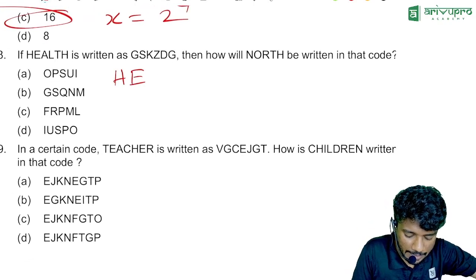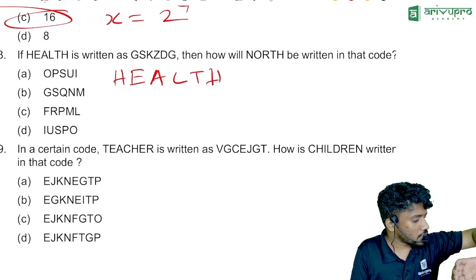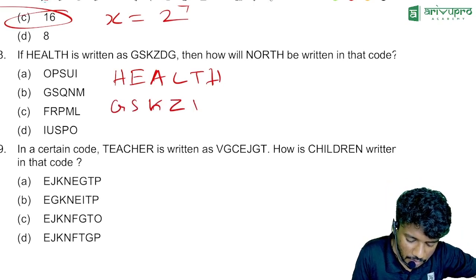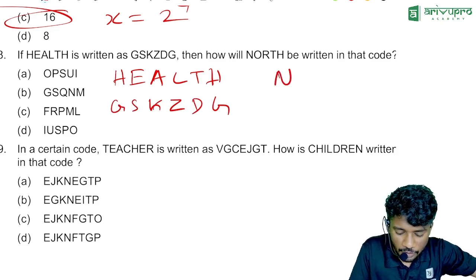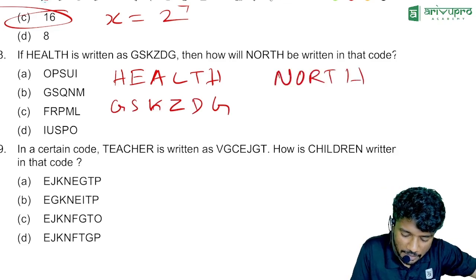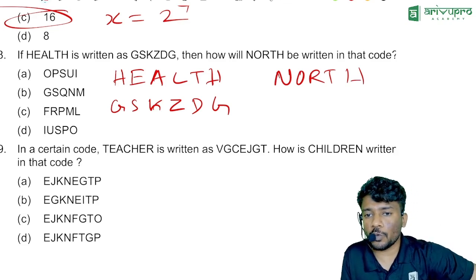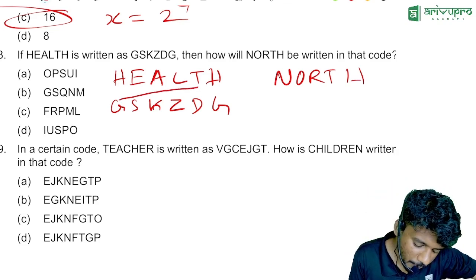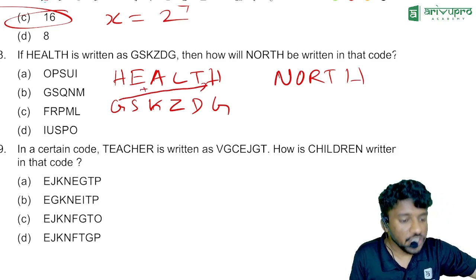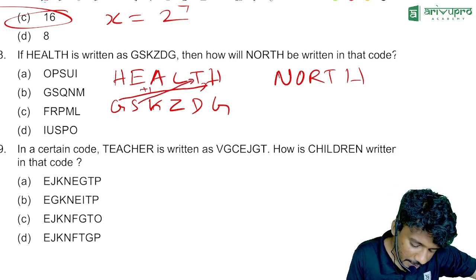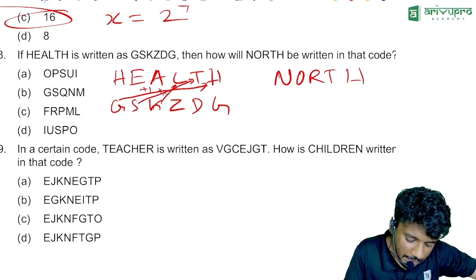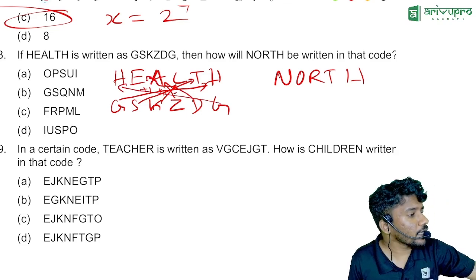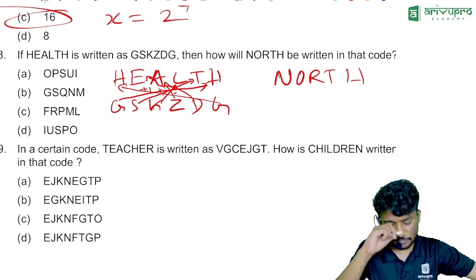So health, H-E-A-L-T-H, it is written as G-S-K-Z-D-G. Then north is written as, what is the question? Can I think this way? G H S T K L Z A D E G H. Correct? So north will be what?